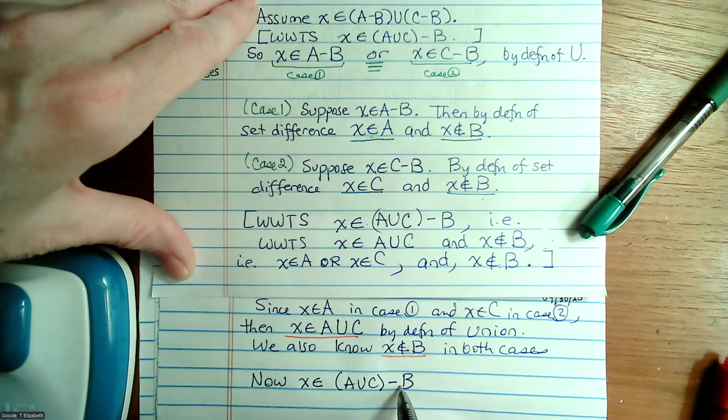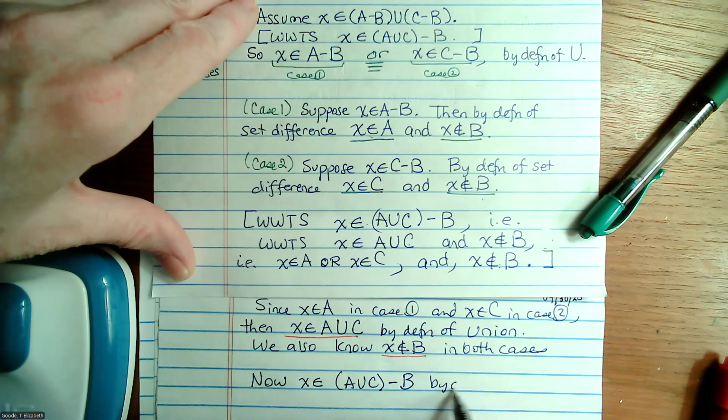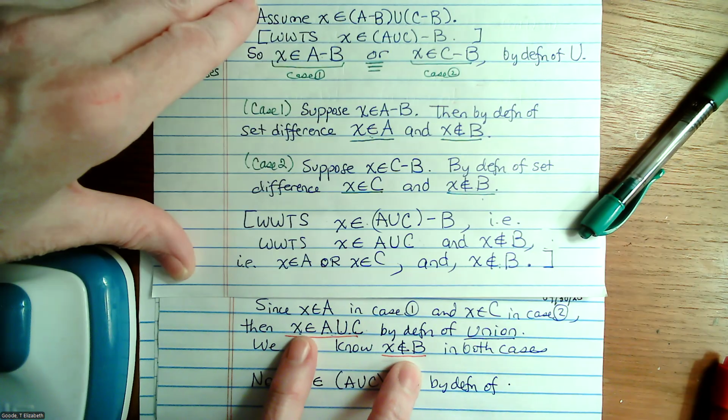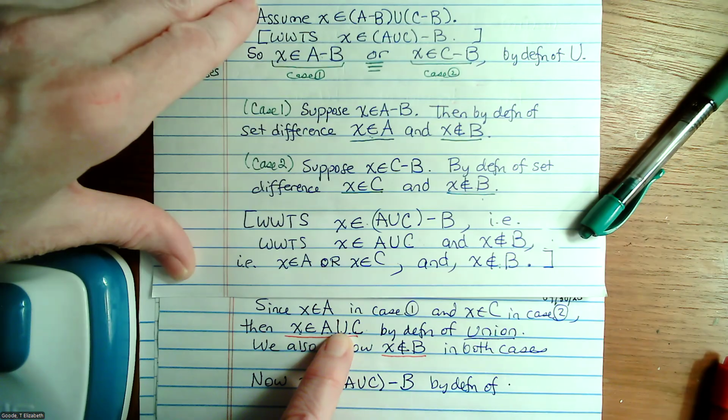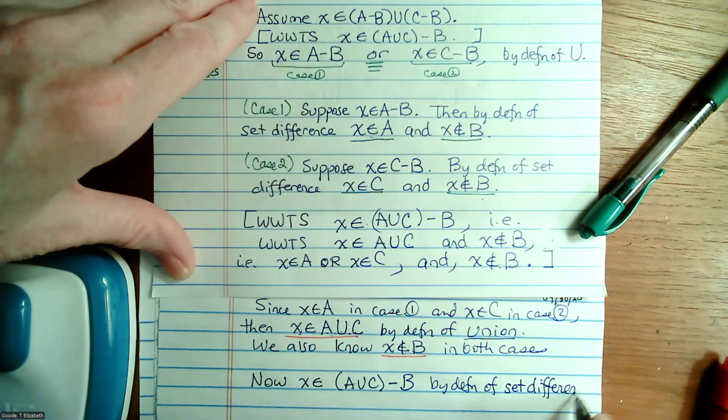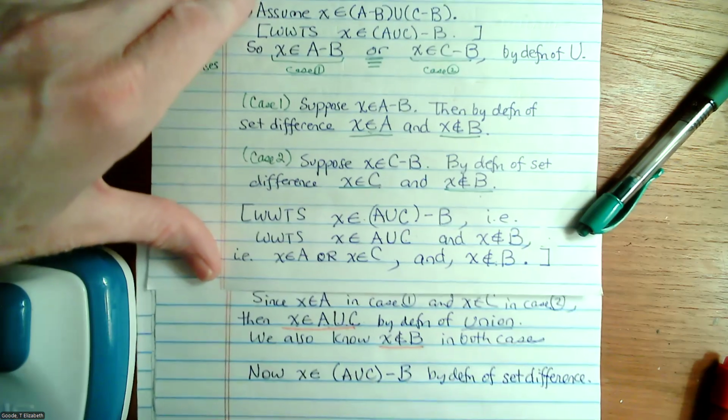Minus B, I think we're doing the entire thing. By definition of, should we say, union and difference of sets? We already just used the definition of union here when we got X in A union C. Now we're using the fact that X is in A union C and X is not in B to introduce this operator. So it's really by definition of this operator at this stage of the game. By definition of set difference. Yep. And that's what we wanted.